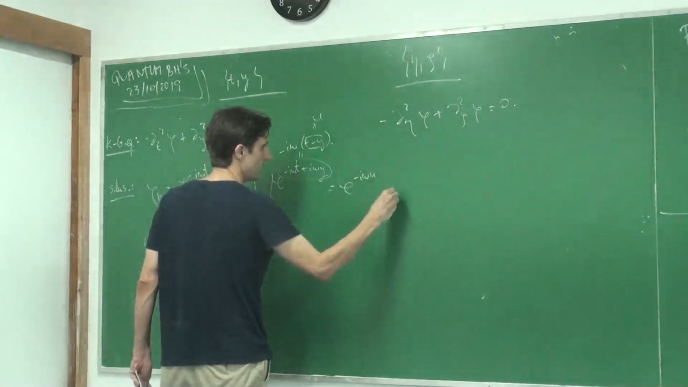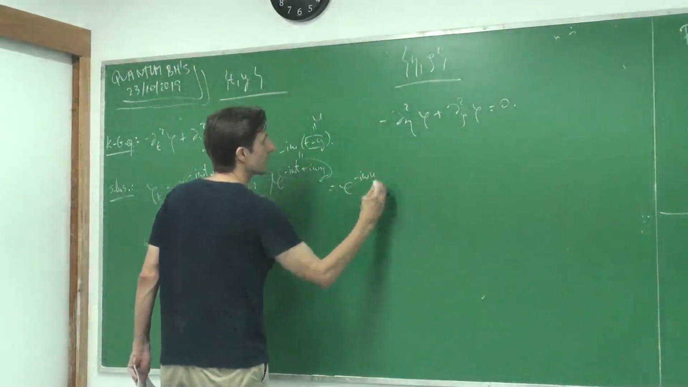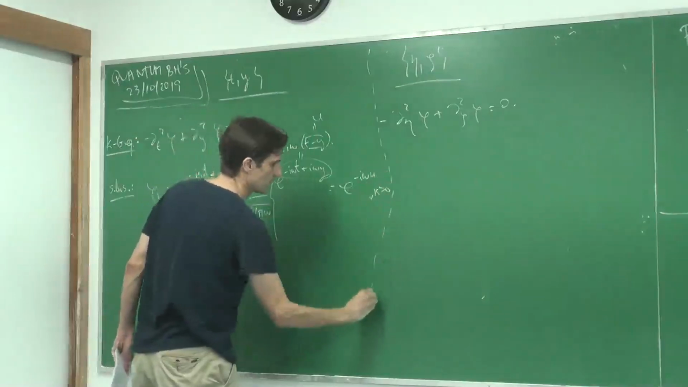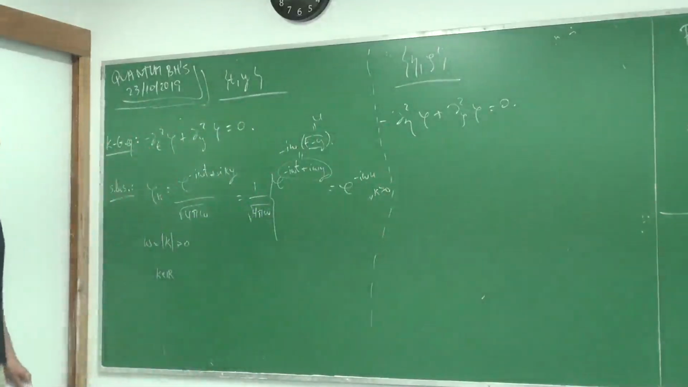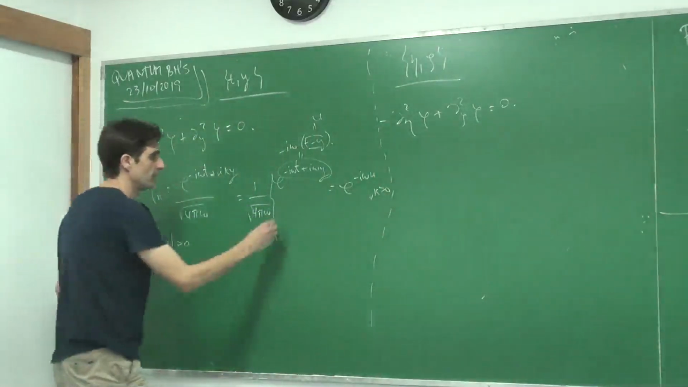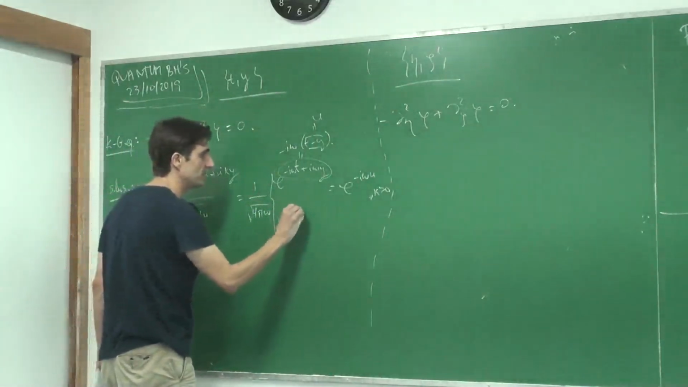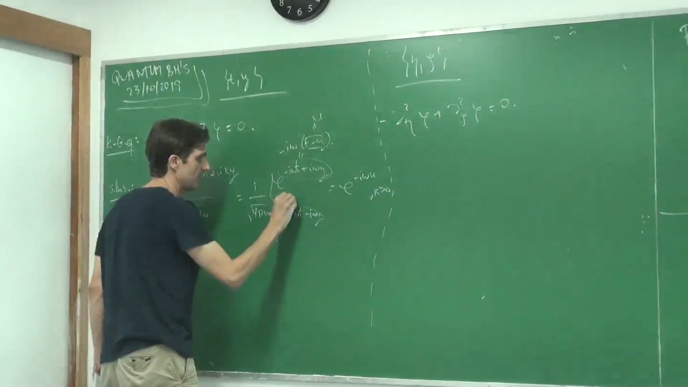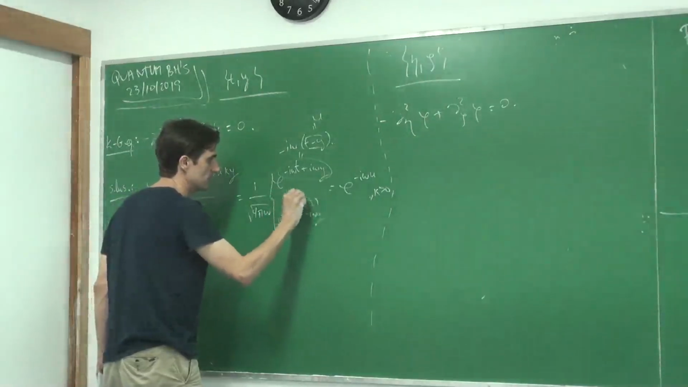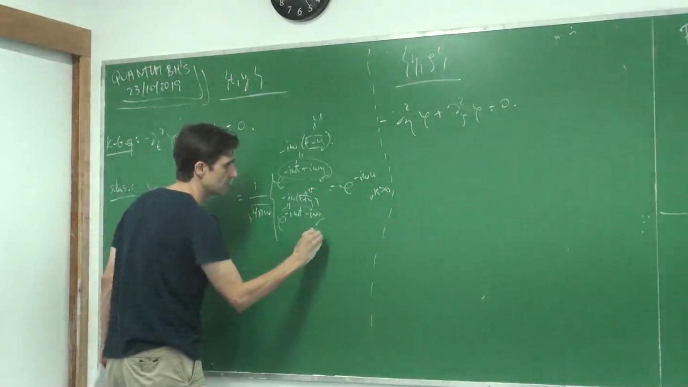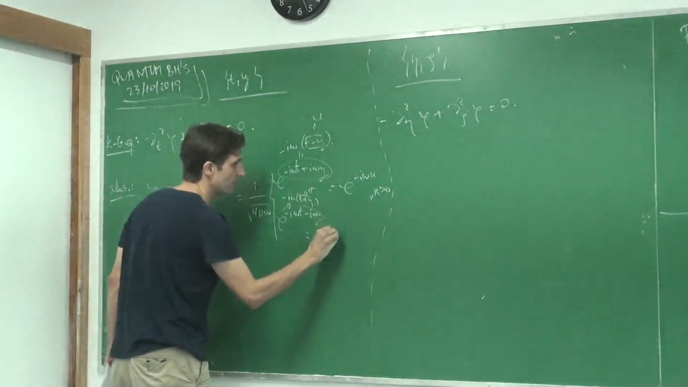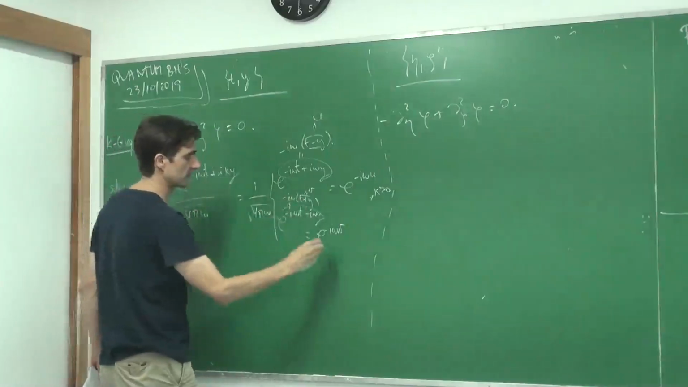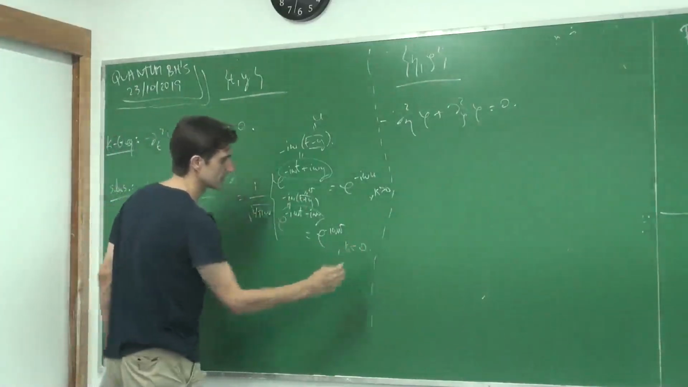This is for k positive. For k negative, we'll have exponential of minus i omega t minus i omega y. That's minus i omega (t plus y), which is v. And so this is exponential of minus i omega v, for k negative.